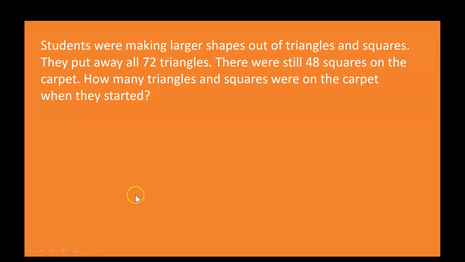Alright, let's look here. It says that there were 72 triangles that they put away, and there were 48 squares still on the carpet. If these triangles were on the carpet, we know that they were on the carpet, so we are going to add the 72 to 48 to figure out how many were on the carpet to begin with. 72 plus 48, go ahead and solve that if you have not solved it yet.